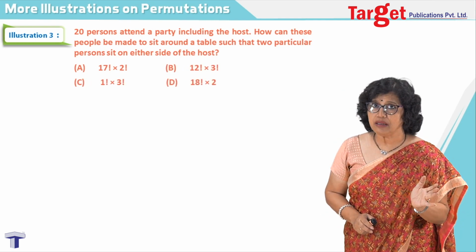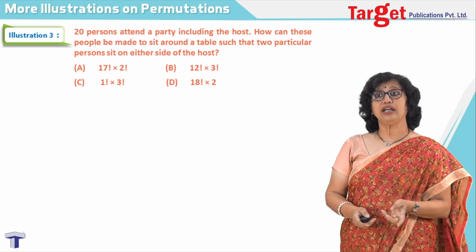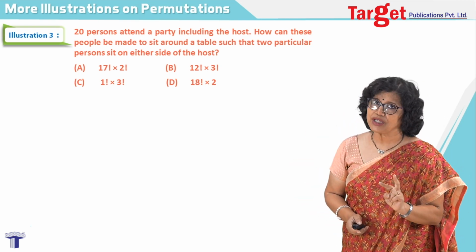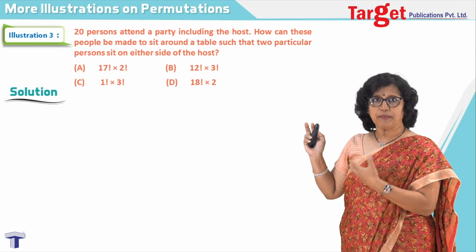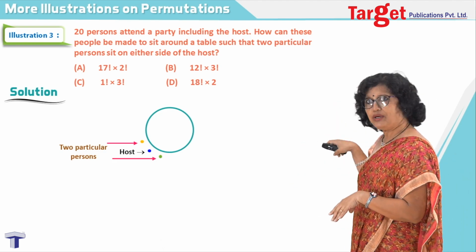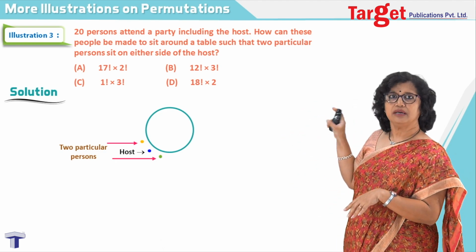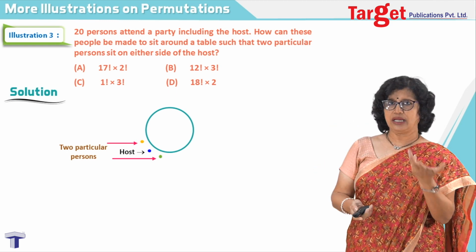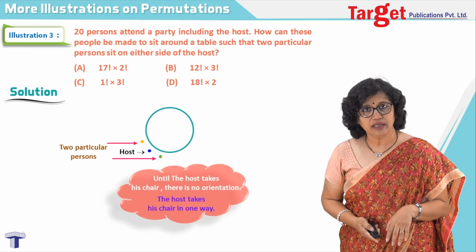How can these people be made to sit around a table such that 2 particular people want to sit next to the host? So the picture is something like this, I draw the picture. A round table, there is a place for the host, and 2 particular people sit next to that host. Now, how does the host choose his chair?